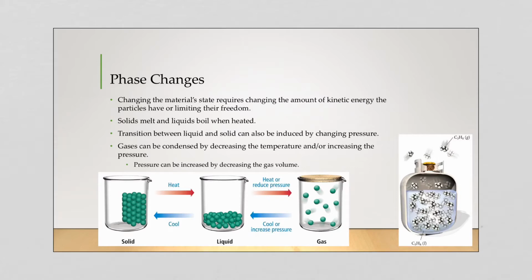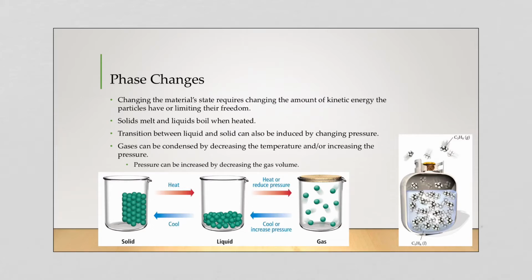In order to make these changes, we are going to have to break and/or weaken some or all of the intermolecular forces that are present. So let's just jump right in here and talk about phase changes. So in general, to change the phase of a material, you have to change the amount of kinetic energy that the particles have, or you have to limit their freedom of motion, right?